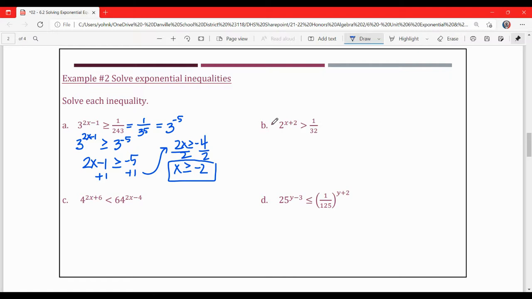If we look at letter B, my bases are 2 and 1 over 32. So I can leave the 2 alone. I can think of 32 as 2 to the 5th, and then I can make that 2 to the negative 5th. So this is 2 to the negative 5th. Then since the bases are the same, I can deal with the exponents. X plus 2 is greater than negative 5. Subtract 2, x is greater than negative 7.